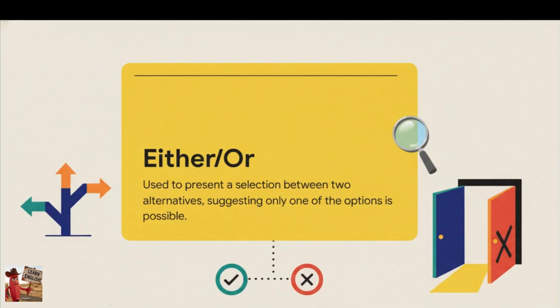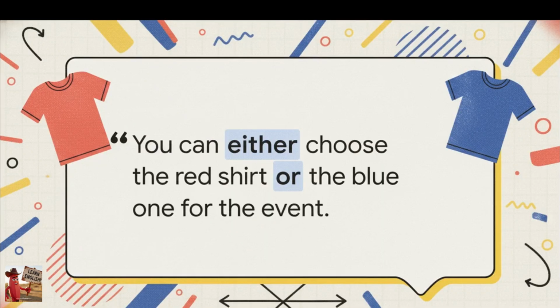So let's zoom in on either/or for a second. Its one and only job is to offer you a choice. It says, hey, here are two options and you get to pick one of them. It's all about presenting alternatives. And here's a perfect example, super simple. You can either choose the red shirt or the blue one. See? It's just a straightforward positive choice between two perfectly good options. One or the other is possible.